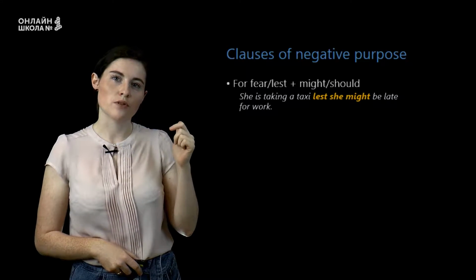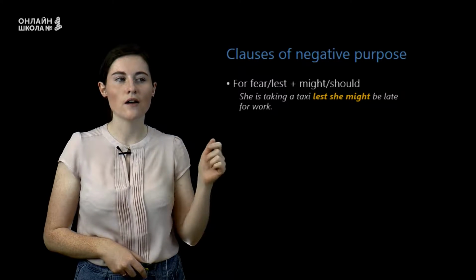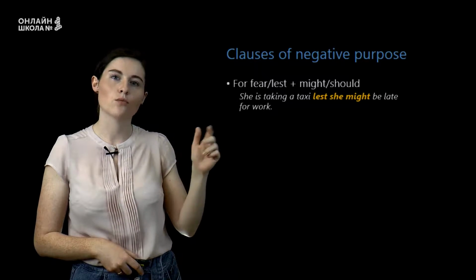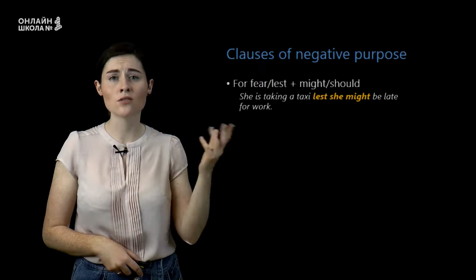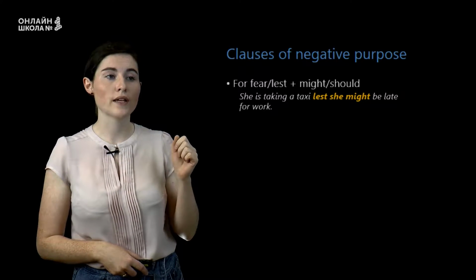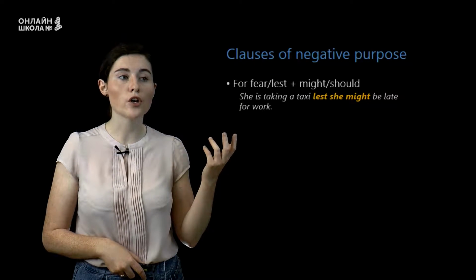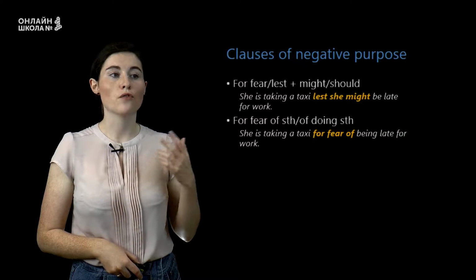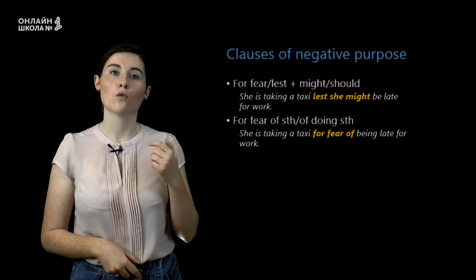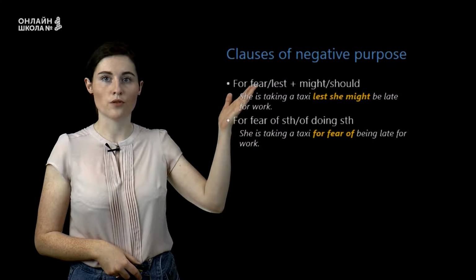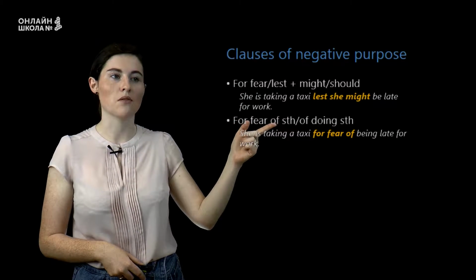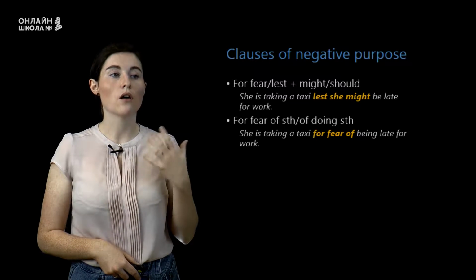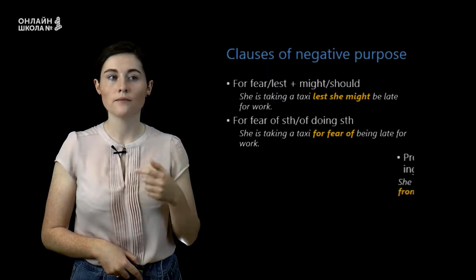Все это предложение также переводится, что она берет такси для того, чтобы не опоздать на работу. То есть это вот слово lest переводится как «для того, чтобы не». Одно слово заменяет целую фразу. Or we can say she is taking a taxi for fear she might be late for work. Next structure. For fear of something or of doing something. Разница между с предыдущей структурой в том, что здесь добавляется предлог of. So she is taking a taxi for fear of being late for work.